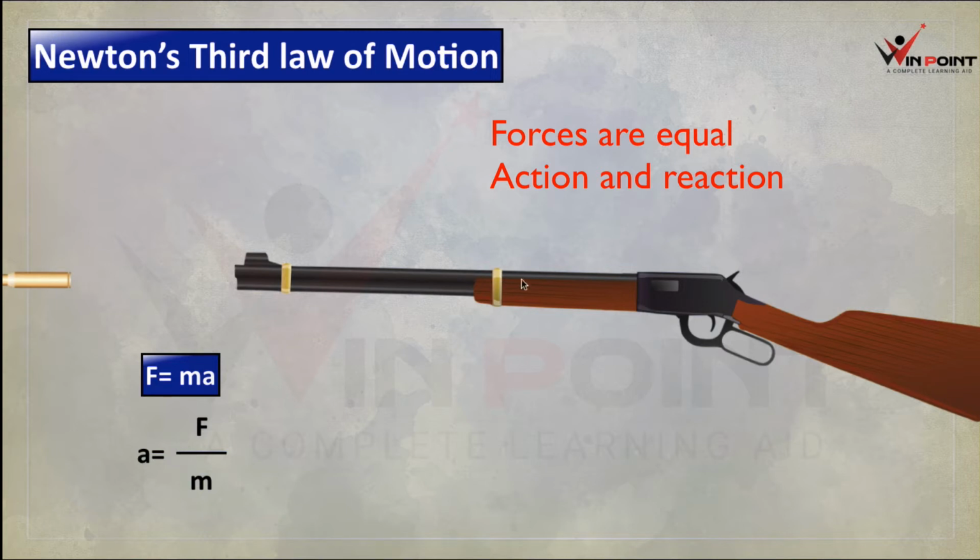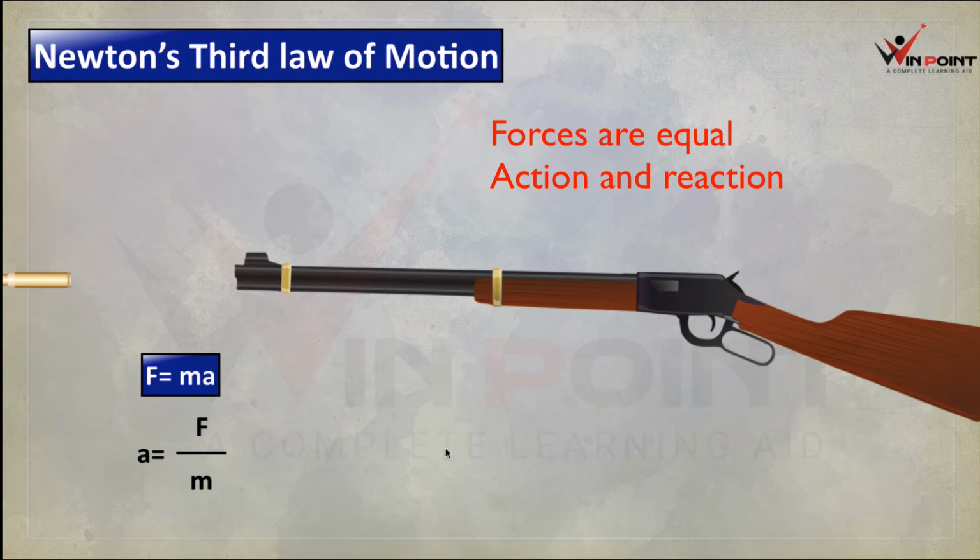In the case of gun and bullet, which object is having more mass? Yes, gun is having more mass, so the acceleration will be less for gun. Acceleration will be more for bullet because of the less mass. We can conclude that the acceleration depends on the mass, and the mass of gun is more compared to bullet. The acceleration will be less for gun and more for bullet.